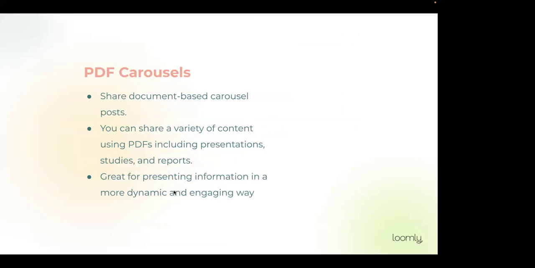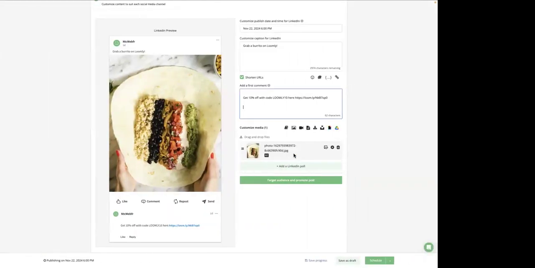Now with Loomly, you can automatically post single or multi-images, videos, and PDF carousels. While photo and video carousels aren't natively supported for LinkedIn, you can share document-based carousel posts. You can upload a photo, video, or PDF document using the respective icons. You can also select files from the library, Google Drive, Canva, or a URL. Here are those respective icons I was talking about.